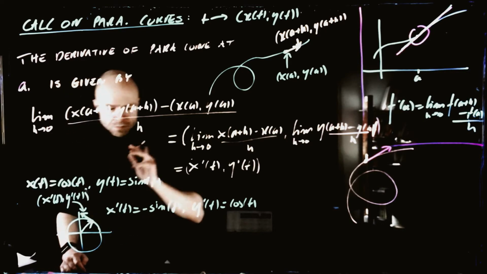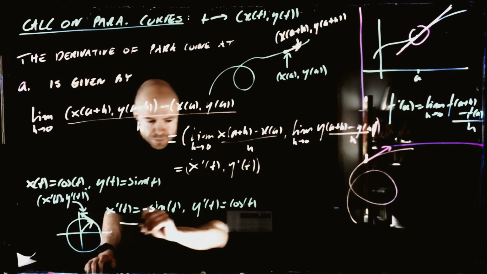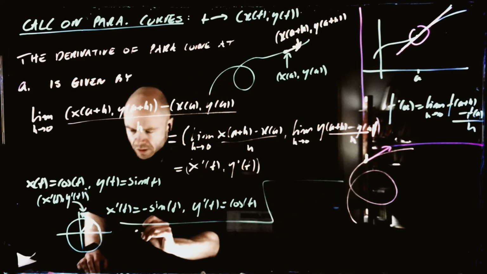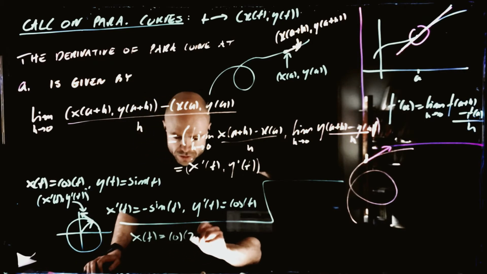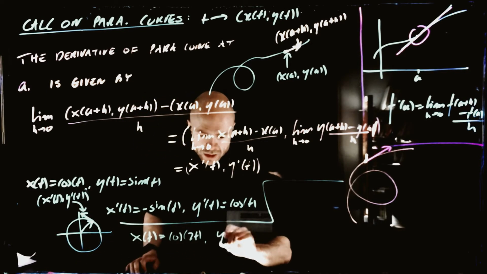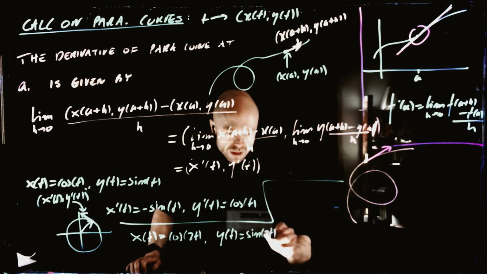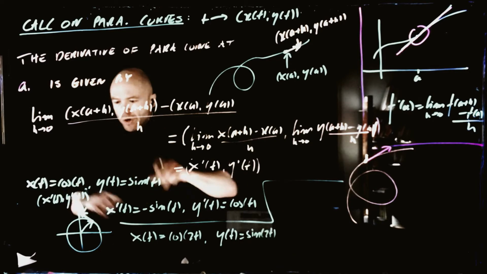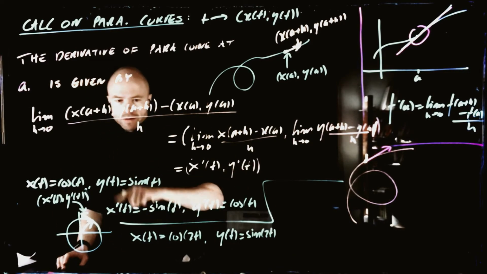And if instead of this, we had this guy, x of t is equal to cosine of 2t, y of t is equal to sine of 2t. Again, it's going around the circle, but now it's going around at twice the speed. So in the same amount of time, it'll do two wraps around the circle.